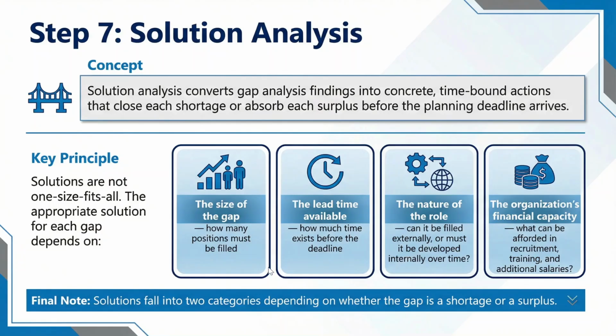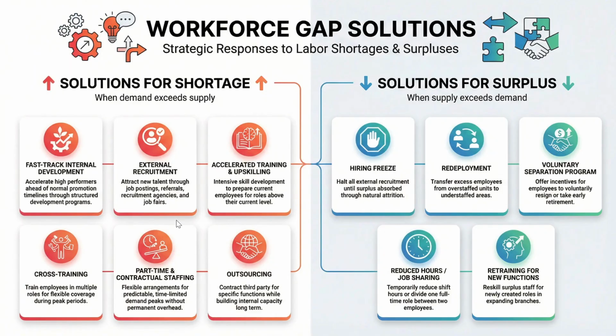Okay? So normally there are two results of the gap analysis na kailangan mabigyan ng action, yung shortage, labor shortage, and labor surplus. Okay? So, ito yung mga solutions for shortage. When you don't have enough people, ito yung mga possible na solution.